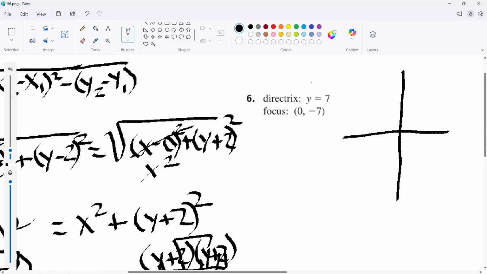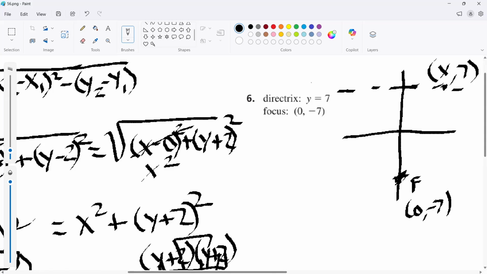The directrix is going to be y equals 7. I'll call it up here. So again, I'm going to take some point on this directrix that is some x value and 7. And then I'm going to take the focus, which is (0, negative 7), down here. And remember, the vertex is on the same line as the focus. And right there, so this parabola looks something like that.